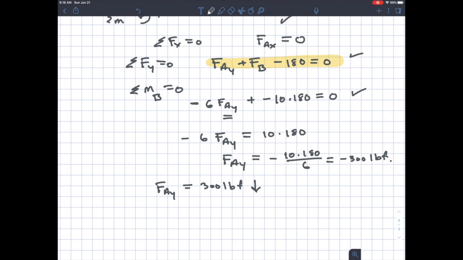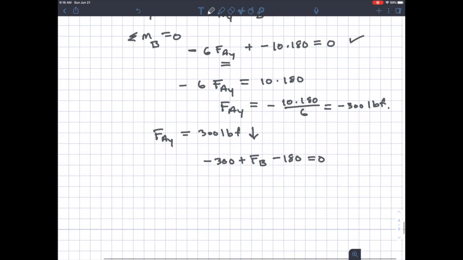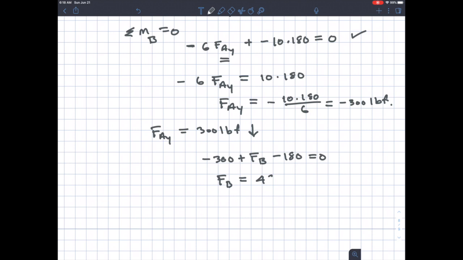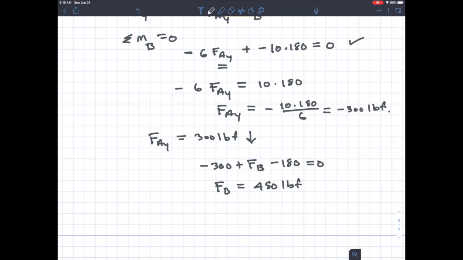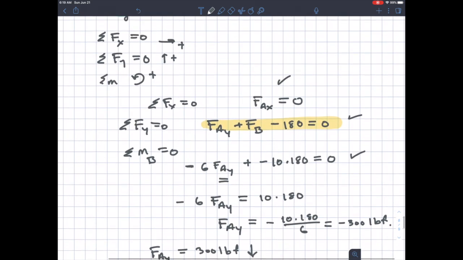All right, so what I know then is FAY is minus 300. So plugging into this equation, minus 300 plus FB minus 180 equals 0. So that lets me solve for FB. So that would be 480 pound force. Since that's a positive number, that's operating in the direction that we're showing, which is up. Okay? All right, so that's the solution.